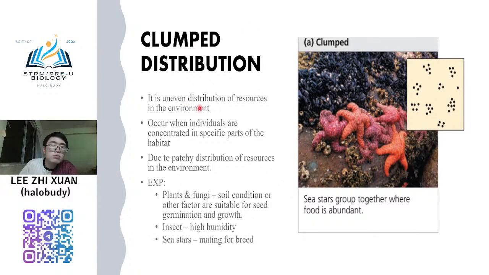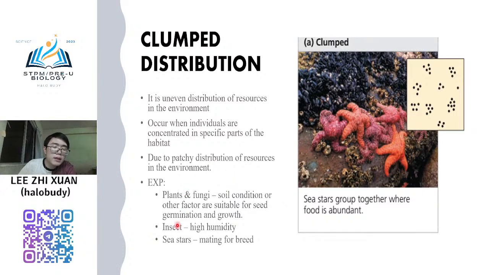Normally this one is due to uneven distribution of resources in the environment. It normally occurs when individuals are concentrated in specific parts of the habitat. So normally it's due to the habitat. Maybe at that part got the resources. Kerana dekat sini maybe got resources, so semua akan pergi ke sini, akan berkumpul ke sini. And then maybe at here also got resources, so semua akan berkumpul ke sini. So it is due to the patchy distribution of resources in the environment.